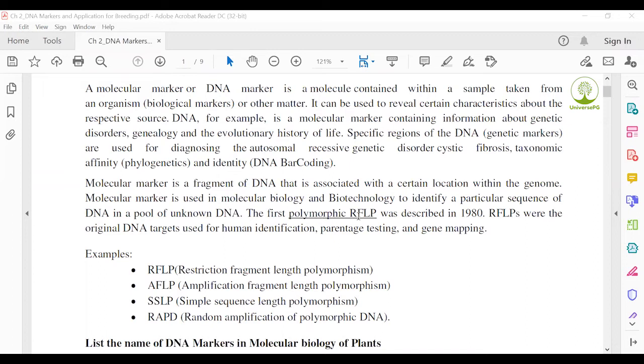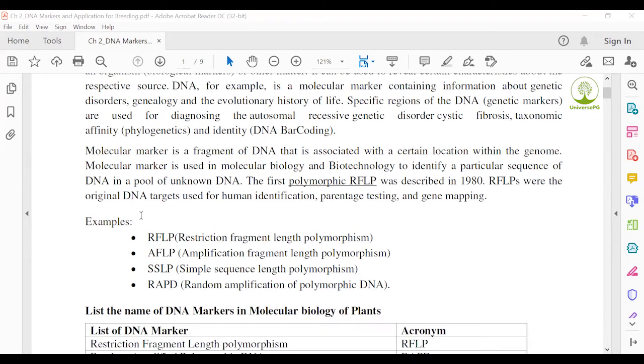The first polymorphic RFLP, restriction fragment length polymorphism, was described in 1980. RFLPs were the original DNA fragments used for human identification, parentage testing and gene mapping. So RFLP is one kind of DNA marker or molecular marker. Some examples of molecular marker: RFLP, AFLP, SSLP, RAPD. Those are the examples of molecular marker or DNA marker.